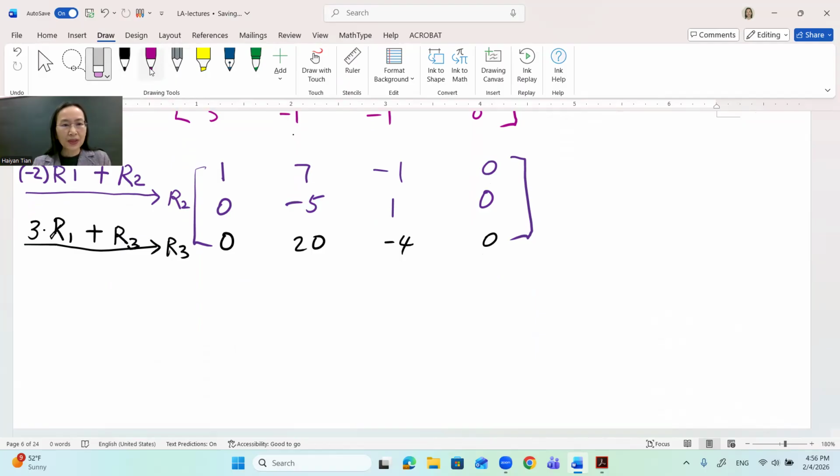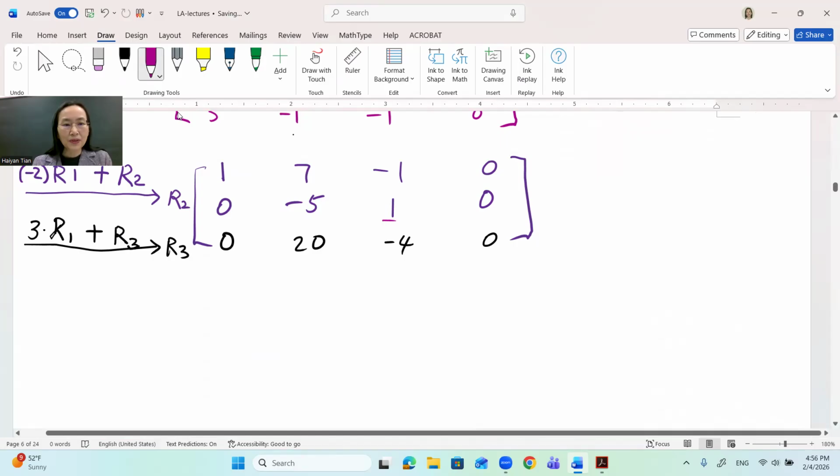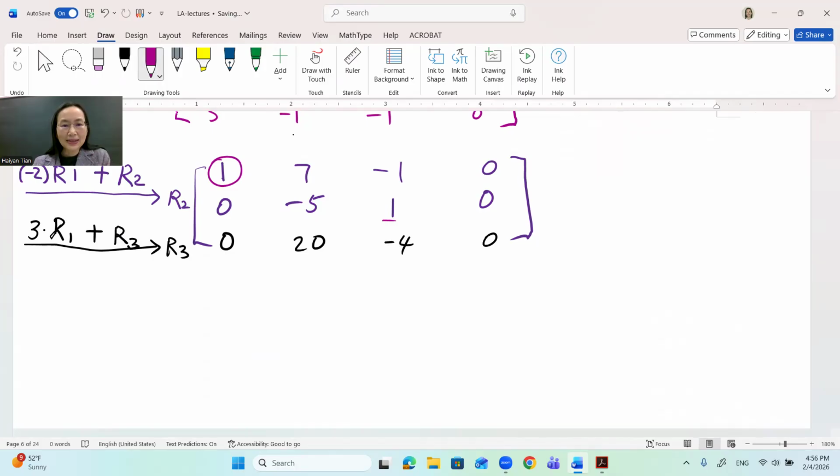To continue, we notice that the third row is a multiple of the second, because if second row times 4 is added to the third row, then we can get a row of zeros. So let's do that, because right now we recognize that's the pivot. We're done with the first column. Then the next pivot element is this. So we can use it.